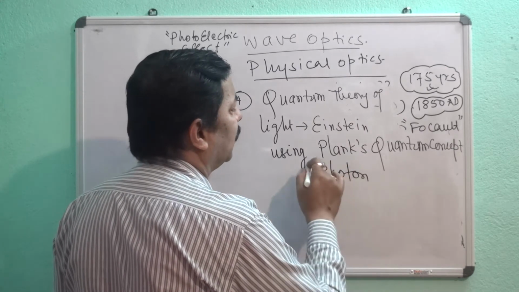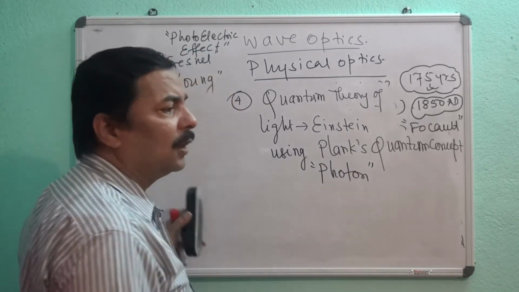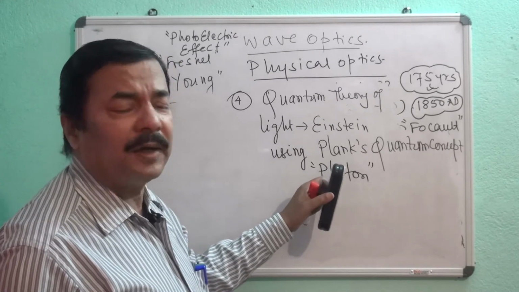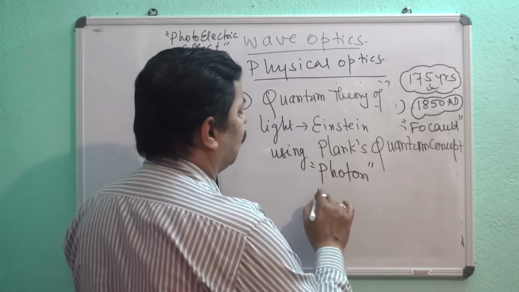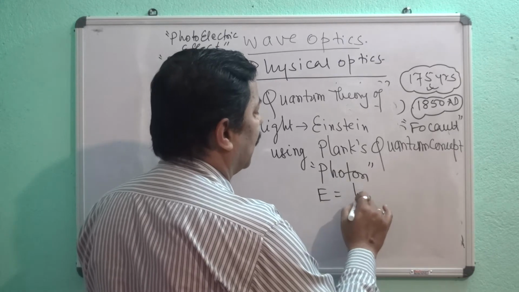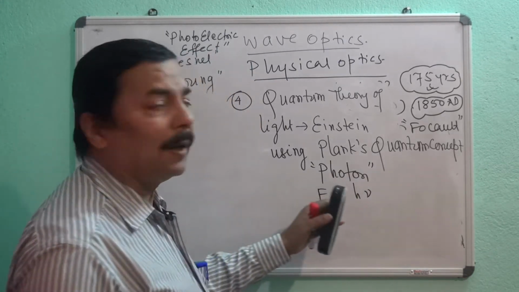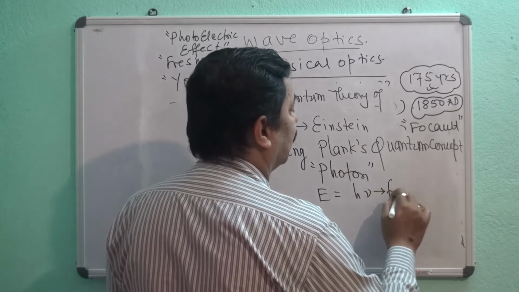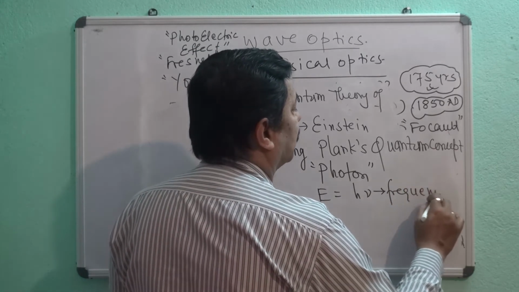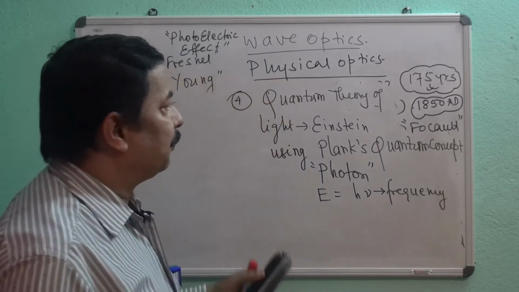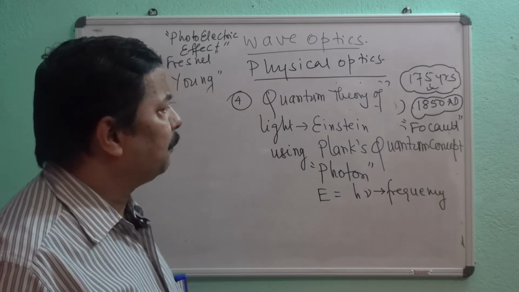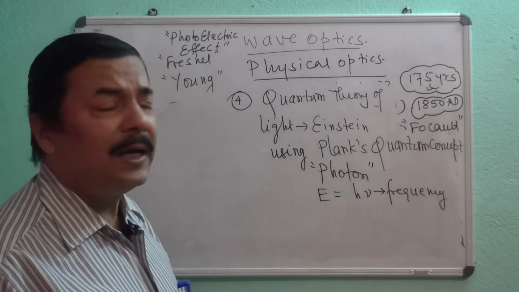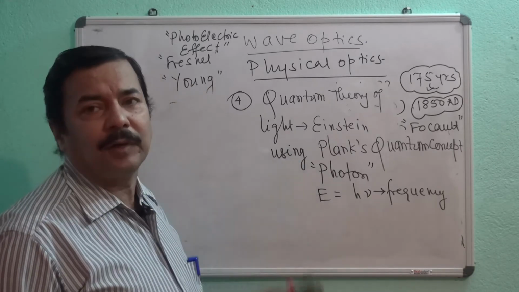So a photon is the packet of energy, and the energy of one photon is given by h nu, where h is Planck's constant and nu represents the frequency of light. Using this concept of quantum theory, Einstein was successful in explaining the photoelectric effect.